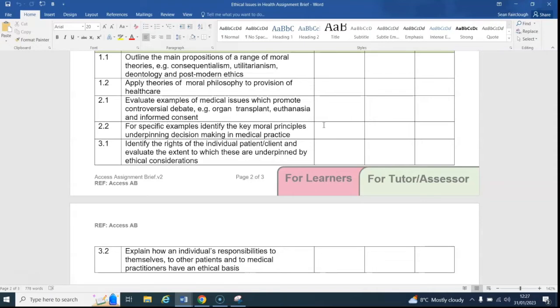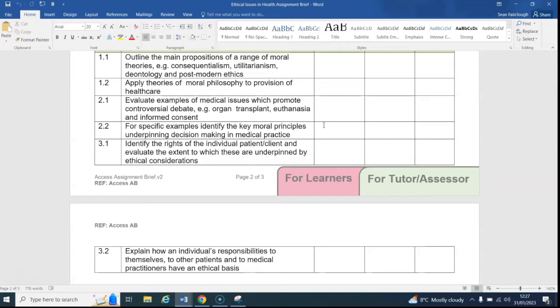So 1.1 is outline the main propositions of a range of moral theories, e.g. consequentialism, utilitarianism, deontology, postmodern ethics. So what you do first of all is you actually describe those 4 theories. So the main propositions, that's what it means. So, utilitarianism, Jeremy Bentham thought that we should do good by promoting the greatest good for the greatest number. Deontology is about duty. Postmodern ethics is about relativism.